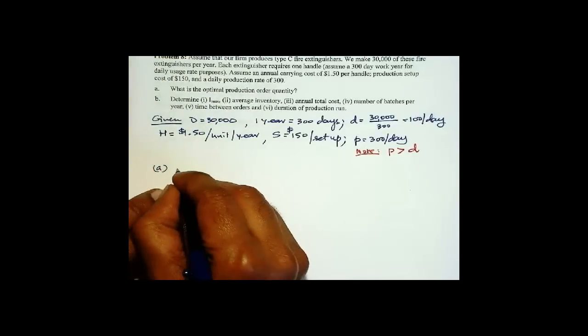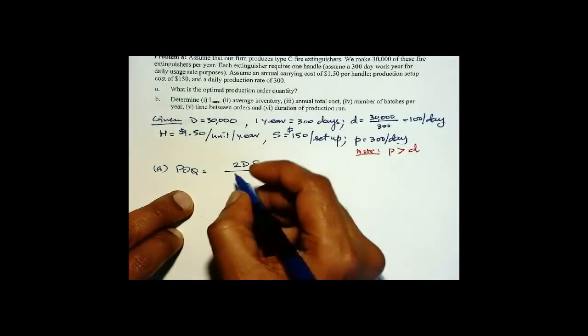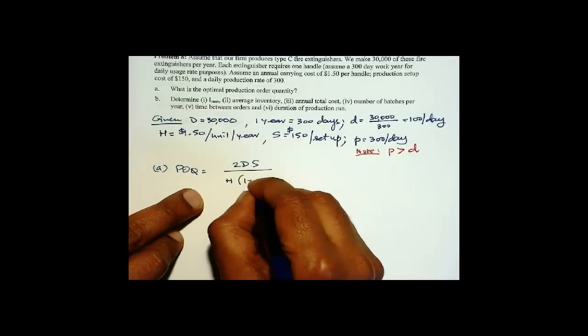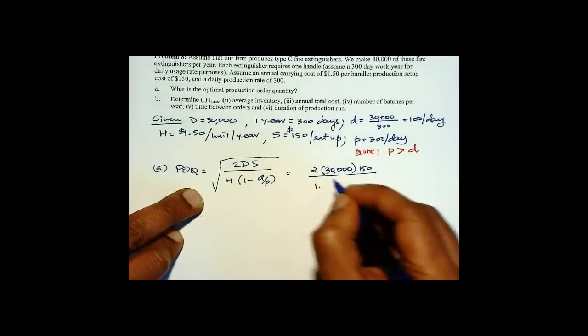So the POQ formula is, then you plug in the values: 2 times 30,000 times 150, divided by 1.5, times 1 minus 100 over 300, and that is equal to 3,000.